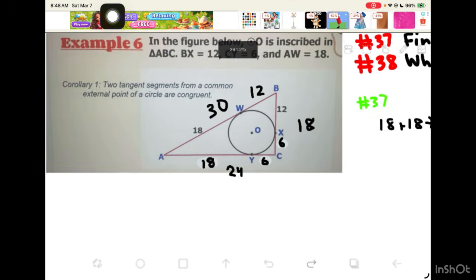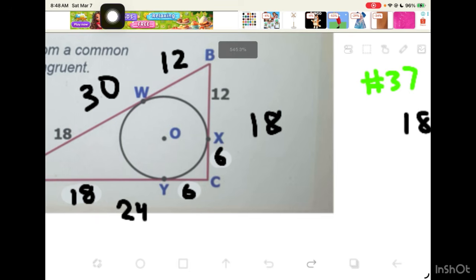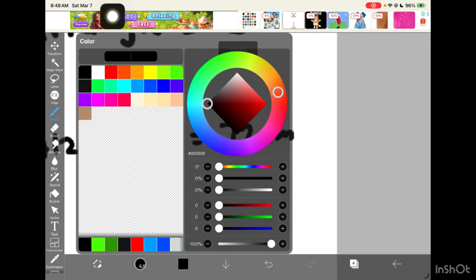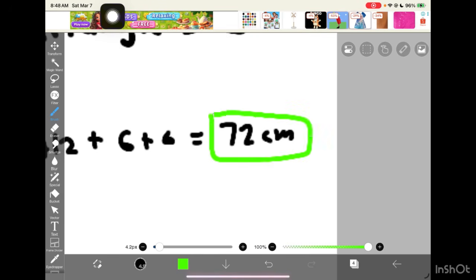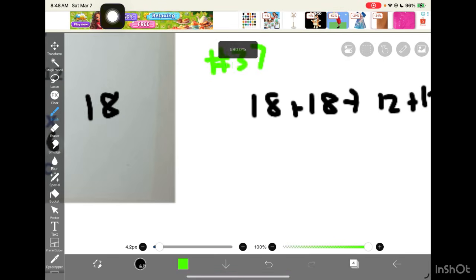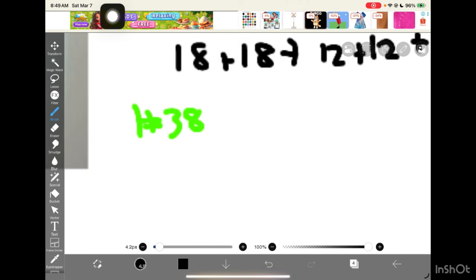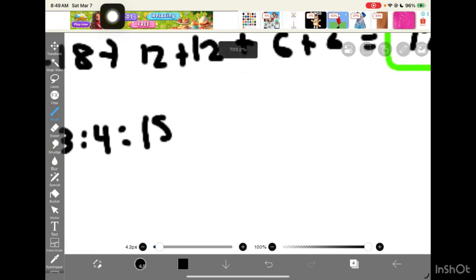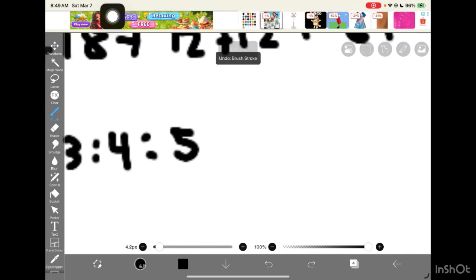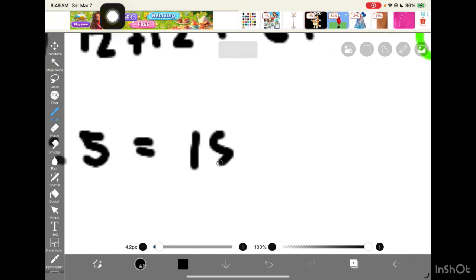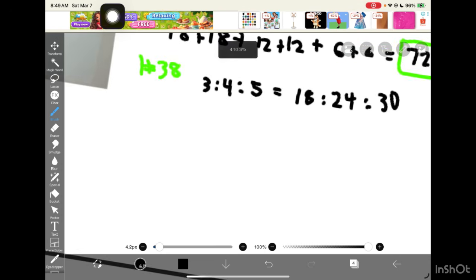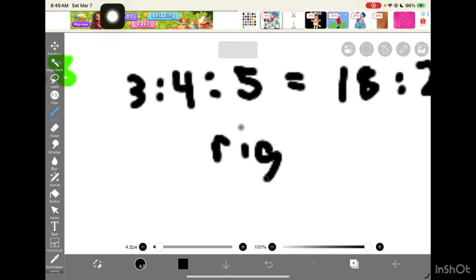So yep, and then we can see that the ratio is 18 is to 24 is to 30, which means it's a 3, 4, 5 triangle, which means number 38, 3 is to 4 is to 5 is equal to 18 is to 24 is to 30. So right triangle.